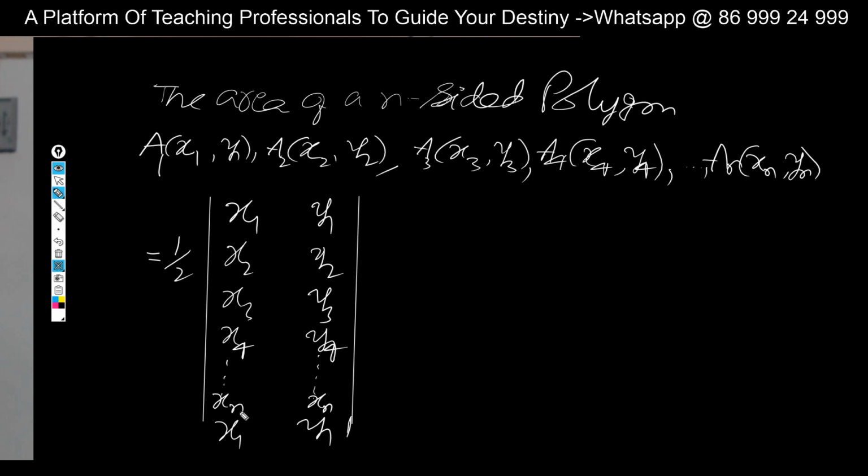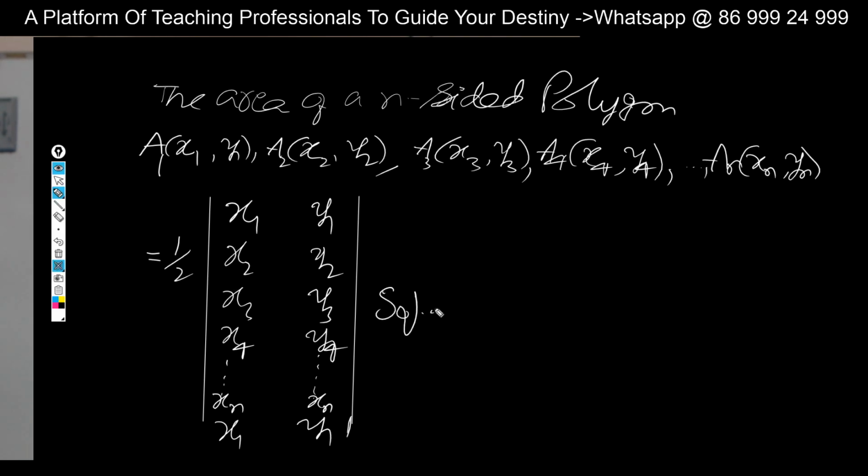That means for a triangle, n becomes 3. For a quadrilateral, n becomes 4. For a pentagon, n becomes 5. For a hexagon, n becomes 6, and so on. Finally, x1, y1 lies.